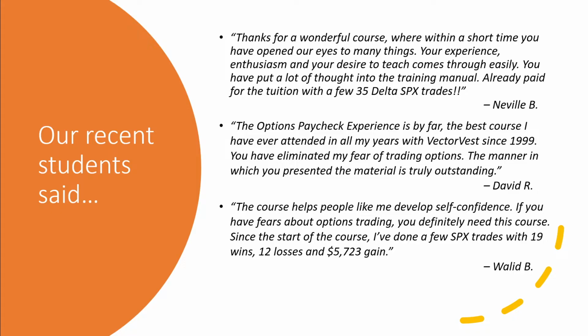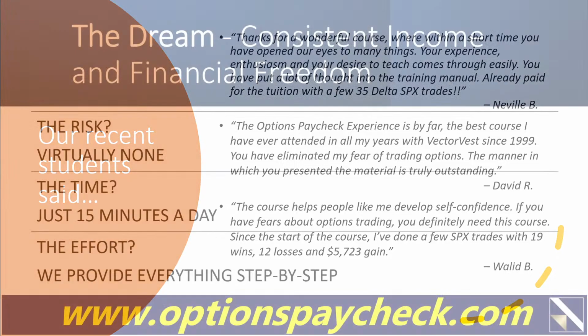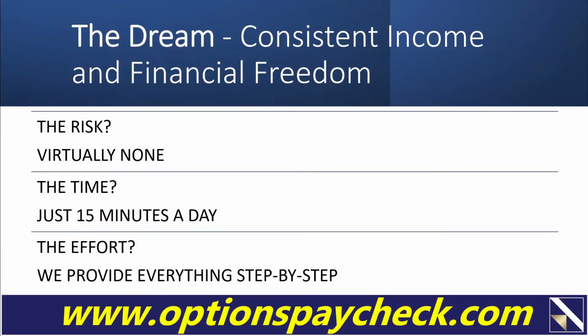Since the start of the course, I've done a few SPX trades with 19 wins, 12 losses, and $5,700. Now, here's the dream. The dream is consistent income and that financial freedom. What's the risk? It's virtually none thanks to what we put together with the Options Paycheck system. The time, 15 minutes a day. The effort, we give you everything step by step.